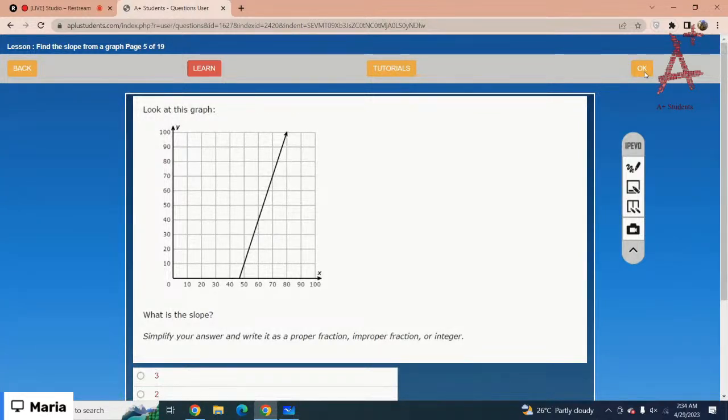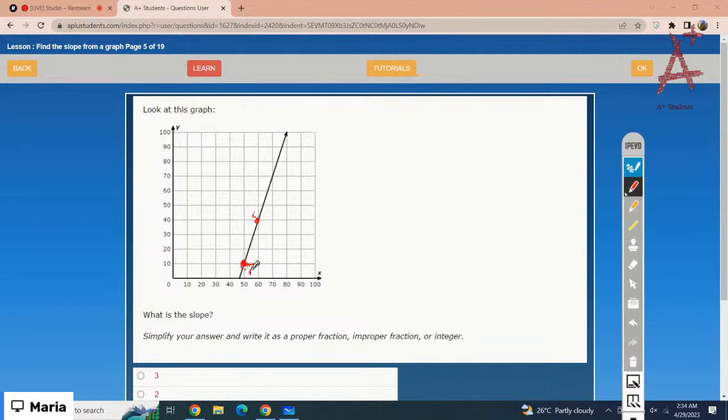Okay, just select any 2 points on the graph. This one and this one. You can see by graph, here you have 1, 2, it would be 3. Not 2, it would be 3.